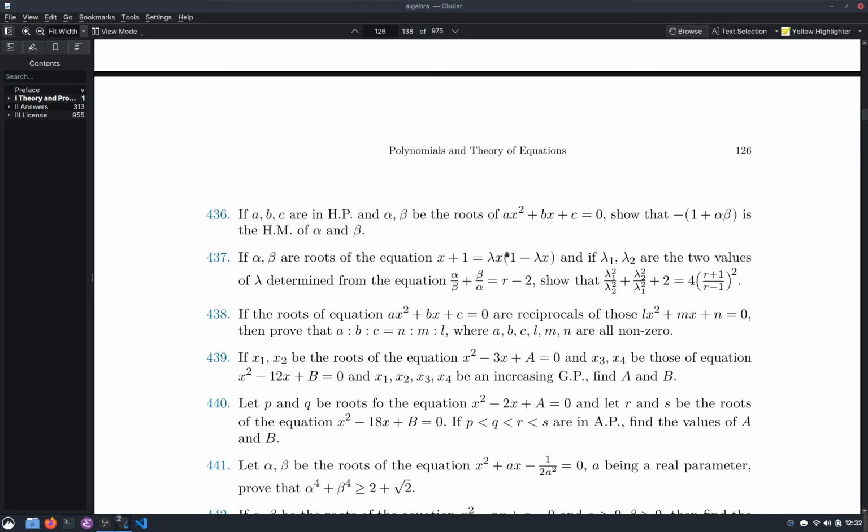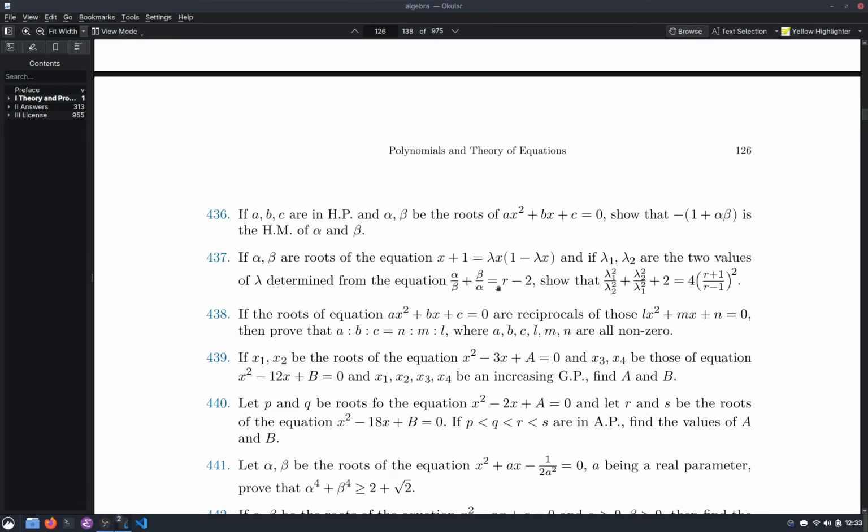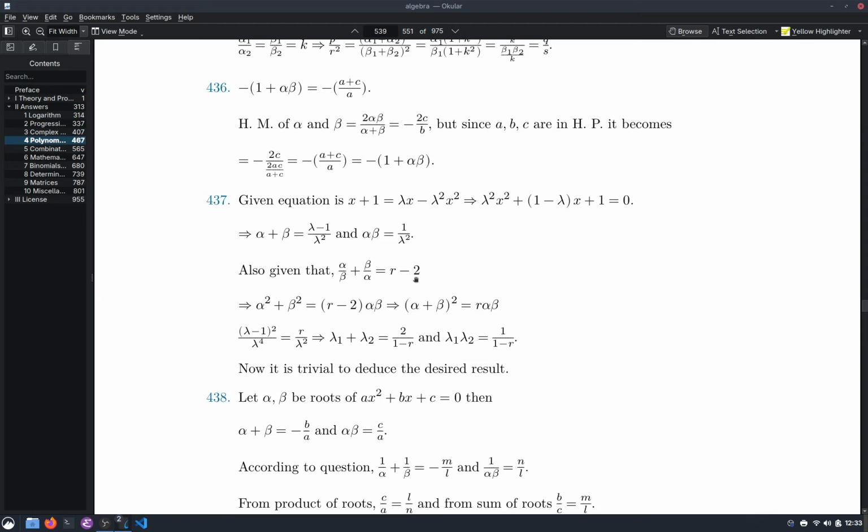Now it is given that alpha, beta are the roots of this equation. So alpha plus beta is lambda minus 1, that is minus of this, divided by the coefficient of x square, that is lambda square. And alpha beta is equal to c by a, that is 1 by lambda square. Now we are also given that alpha by beta plus beta by alpha is equal to r minus 2. So we put the values there and then we take LCM. We get alpha square plus beta square is equal to (r minus 2) into alpha beta. That is, alpha plus beta whole square is equal to r alpha beta. Now we substitute the value of alpha plus beta. We get (lambda minus 1) whole square by lambda to the power 4 is equal to r by lambda square.